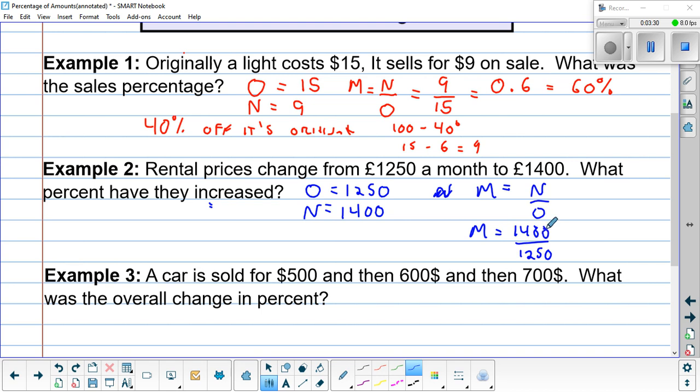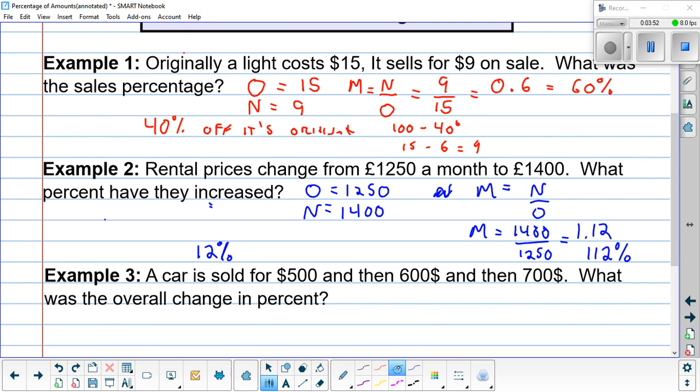So 1,400 over 1,250. That's going to give us 1.12. And we can times by 100, so we get 112%. And so when it's positive here, you can actually see it a lot more. They've increased 12%, right? Because if you subtract 100, we'll get it back. So we can say they increased 12%.